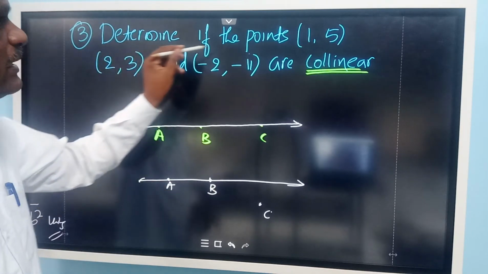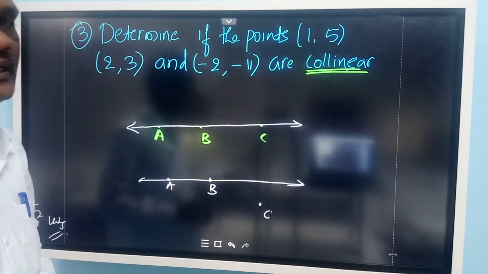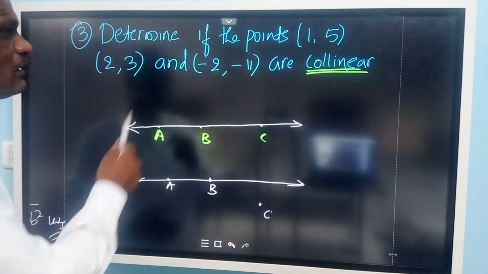Now you have to show that these points are collinear. How to show that these points are collinear?